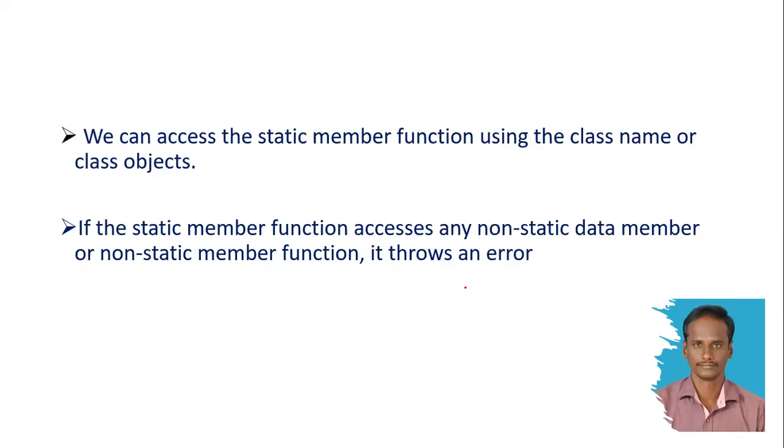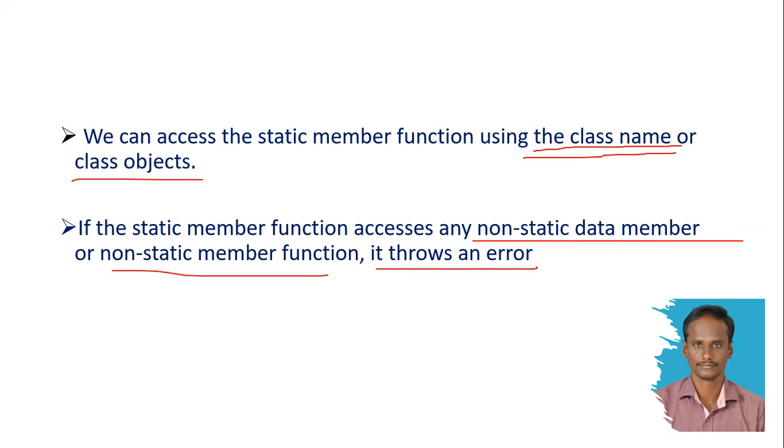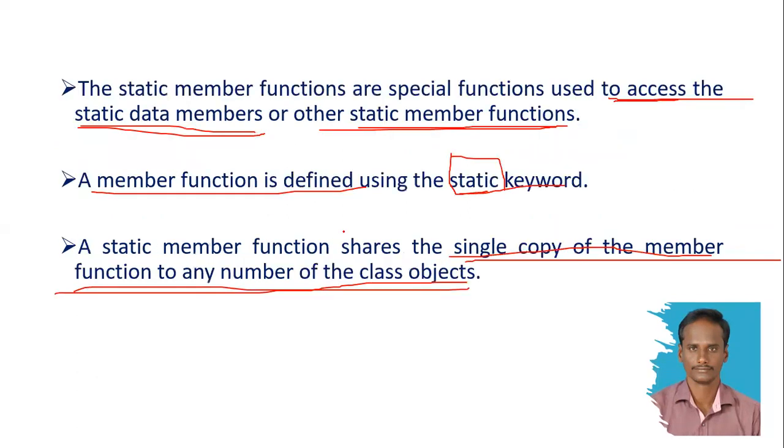Next, we can access static member functions using the class name or class objects. Remember another point: if a static member function accesses any non-static data member or non-static member function, it throws an error. This is very important, because students declare a static member function but call non-static data members or non-static member functions inside it, and that time it shows an error. That is why I said in the first slide that this is a special member function used to access only static data members or other static member functions.